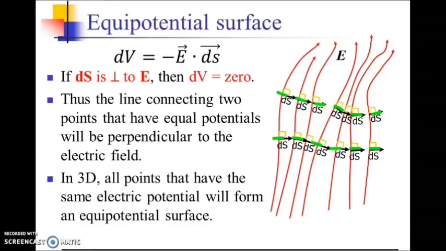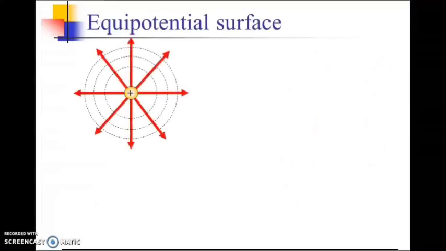So again, the key thing here is that on the equipotential surface, the electric field is perpendicular to that surface, and the electric potential is the same at every point on that surface. So let's look at some examples. Let's say that we have a positive point charge. Now we already know that the electric field lines are going in all directions away from that point charge. They are represented by these red arrows. So the red arrows are showing the electric field lines.